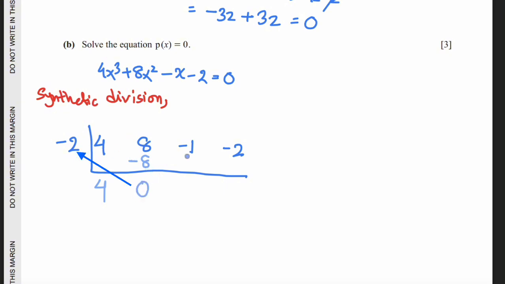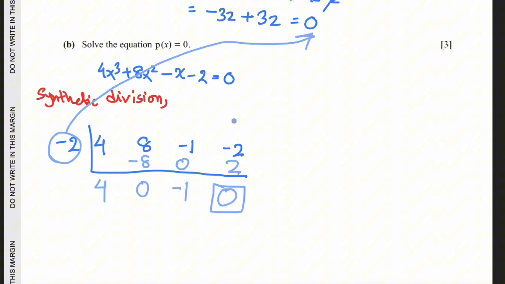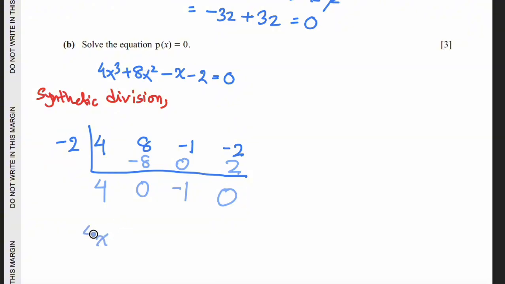Then 0 times minus 2 is 0. Then we add minus 1 and 0. Then we get minus 1. We multiply minus 1 times minus 2. We get positive 2. We add minus 2 and plus 2. That gives us 0. If we have a 0 over here, that means minus 2 is a factor of p of x. And yes, we just proved that it is a factor of p of x. So the other factor is 4x squared plus 0x minus 1. Now we don't have to write 0x, so I'm going to eliminate it. So this is our other factor.